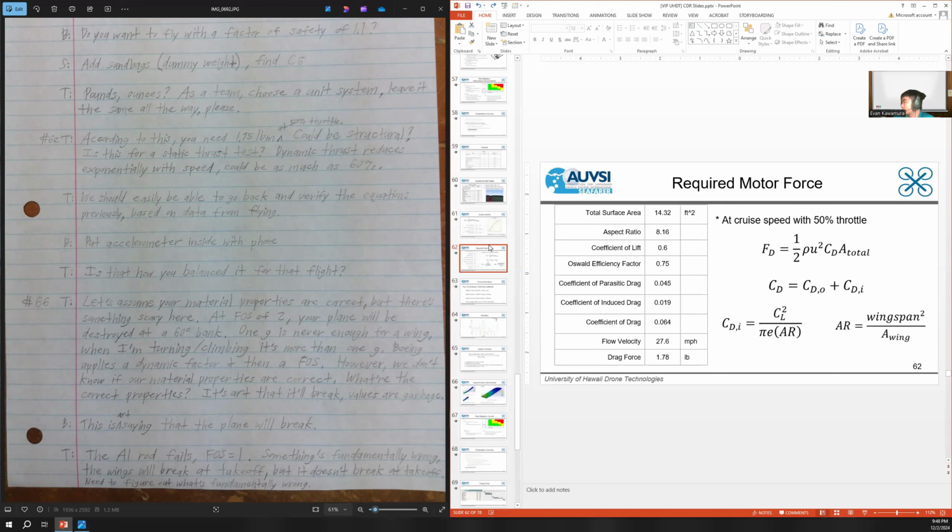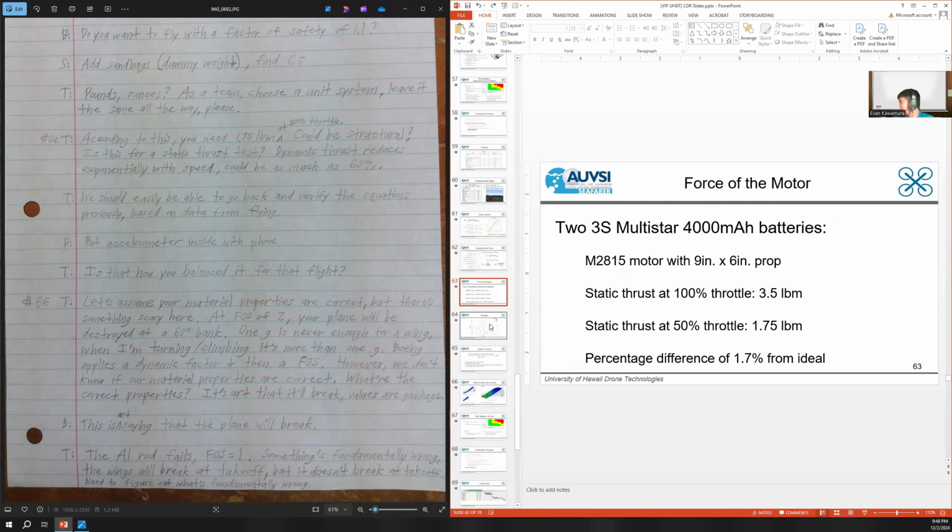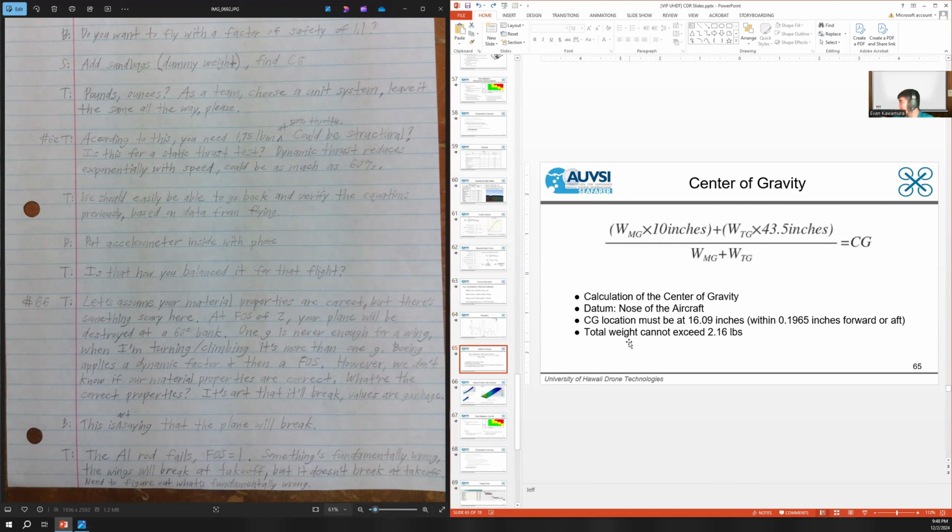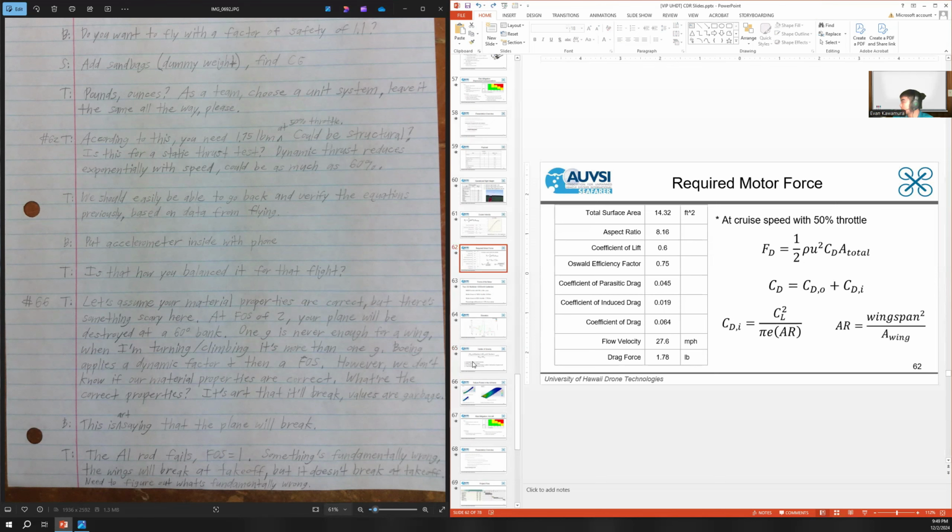I've got to really work on my note taking. I didn't put the slide numbers for a lot of these things. I think it's this one. We said the datum is the nose of the aircraft at the very front. We wanted a CG location 16.09 inches from the nose. So is that how you balanced it for that flight? I believe this is how we did balance it for the flight. This one that we were mentioning here.